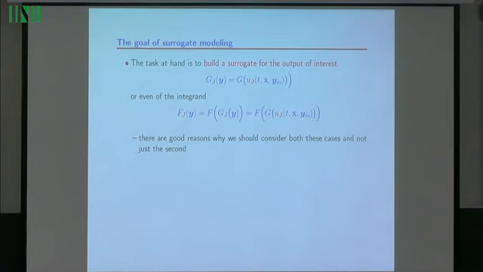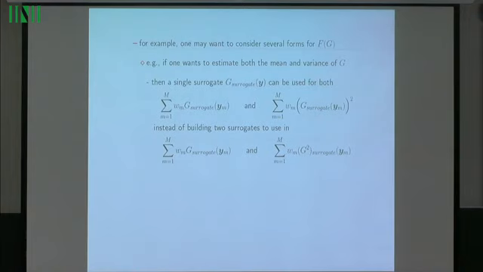You can build a surrogate for the solution itself, but since we're not interested in the solution, it usually pays off to build one directly for the output of interest, or for the integrand, which depends on the output of interest, which depends on the approximate solution. Now, there are good reasons why you should consider both these cases. You say, well, if I'm interested in the quantity of interest, why don't I just build surrogates for F? So let's see a couple of good reasons.